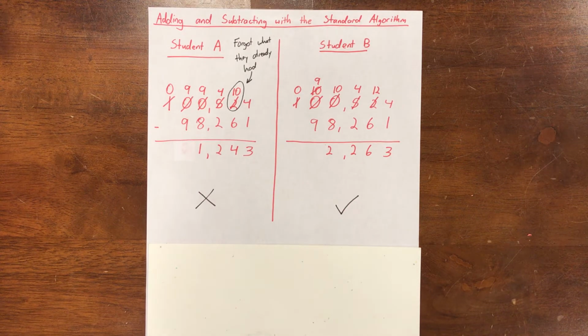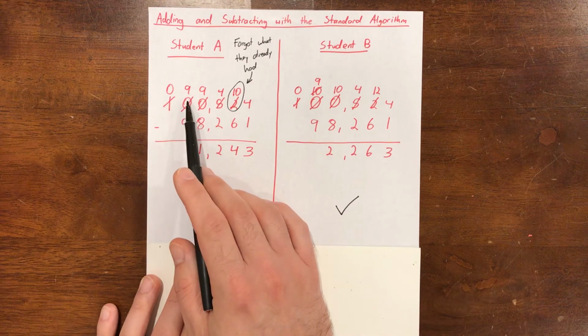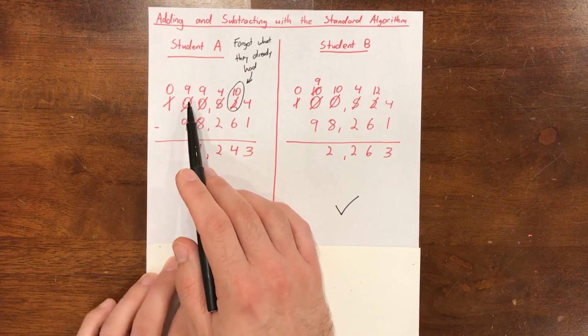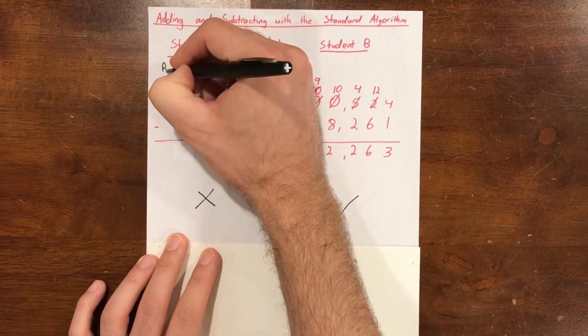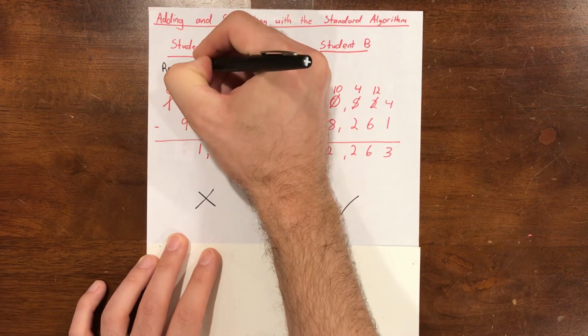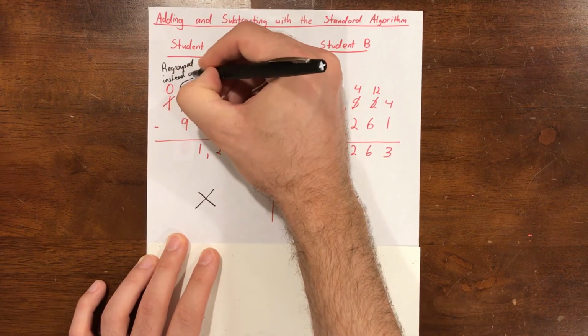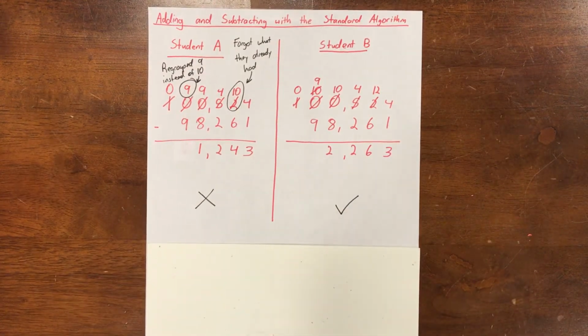All right, there's another mistake here. What other mistake did they make? Go ahead, say it out loud. Right, they regrouped 100,000 as 9 10,000s and then 9,000s, right? So they're regrouping as 9 instead of 10. Great, I captured that for us to remember as well.